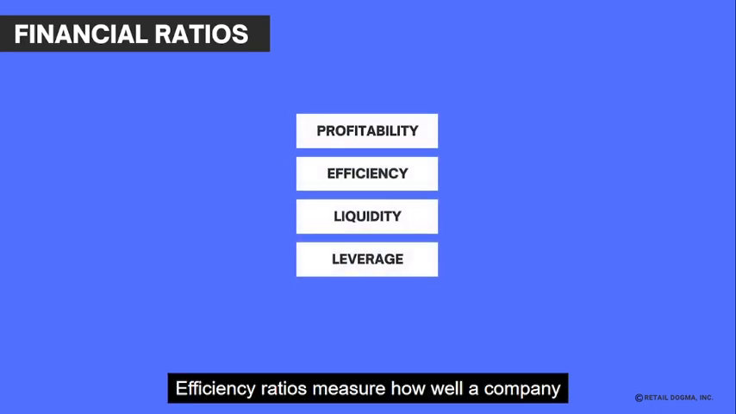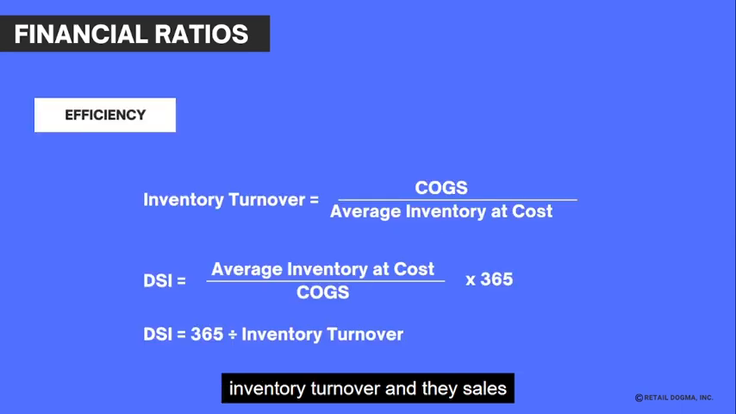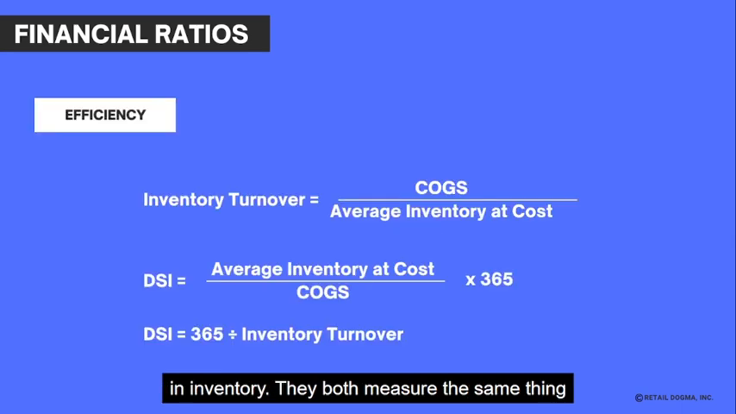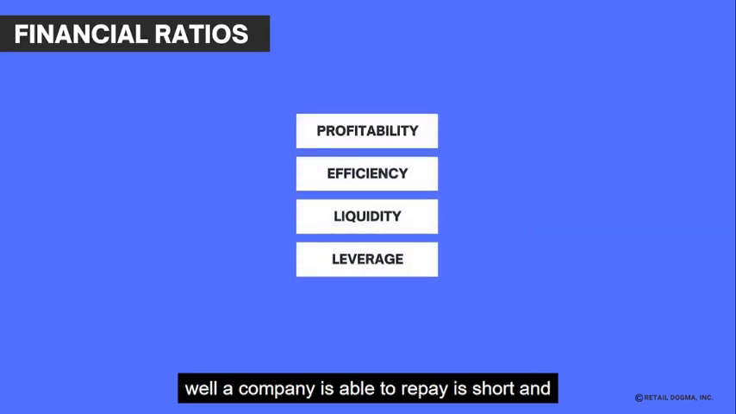Efficiency ratios measure how well a company is utilizing its resources. In retail, that's mainly inventory. Efficiency ratios include inventory turnover and days sales in inventory. They both measure the same thing, which is how fast the company is able to turn its inventory. Liquidity ratios measure how well a company is able to repay its short and long-term debt obligations.